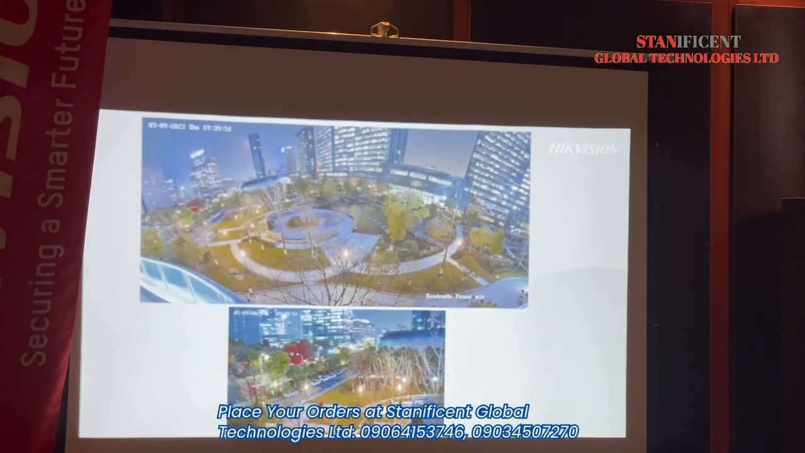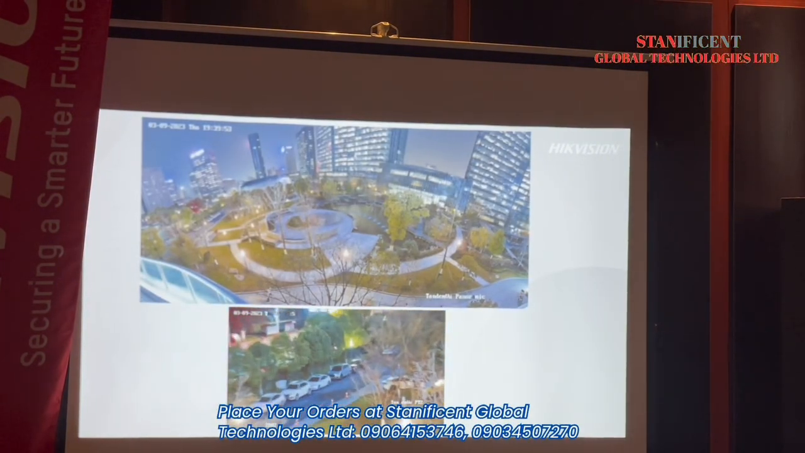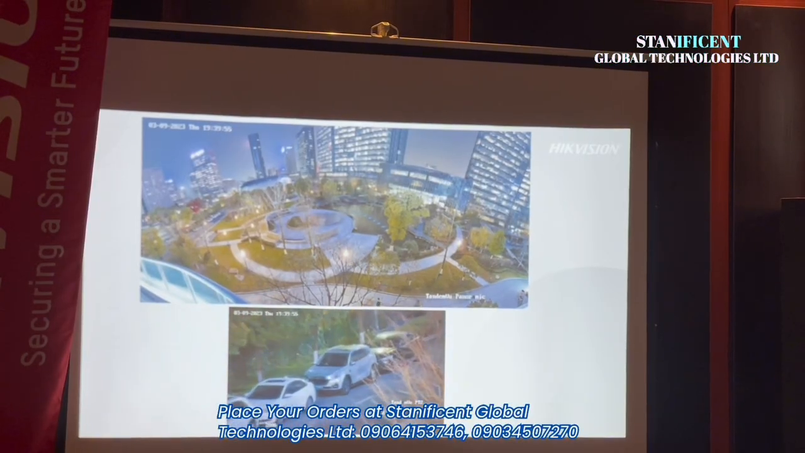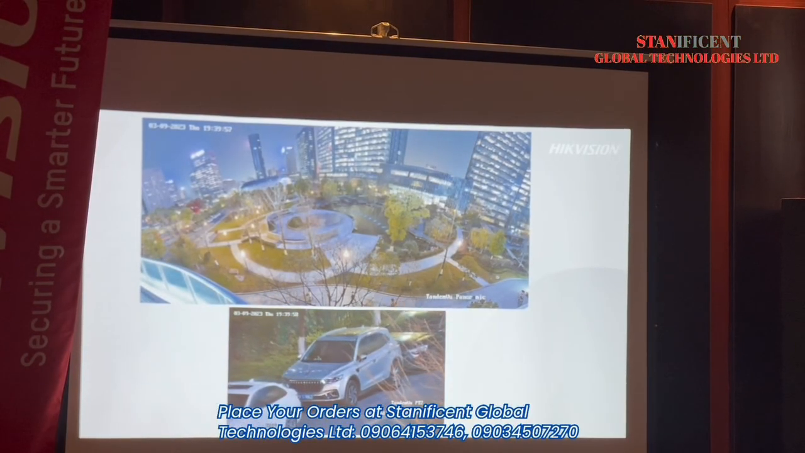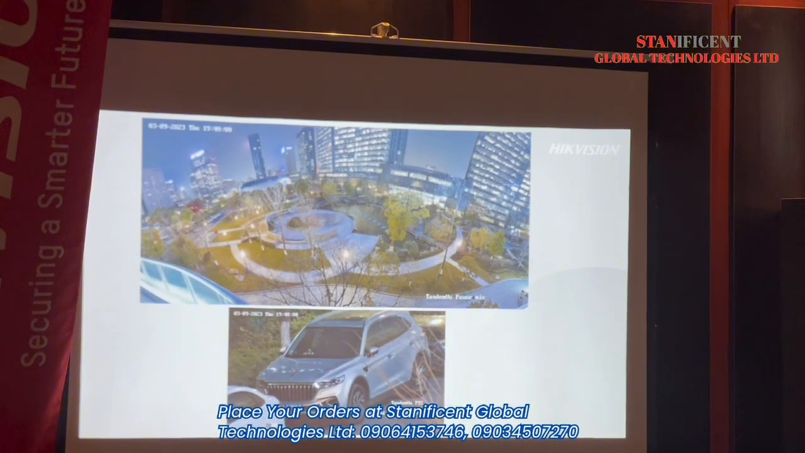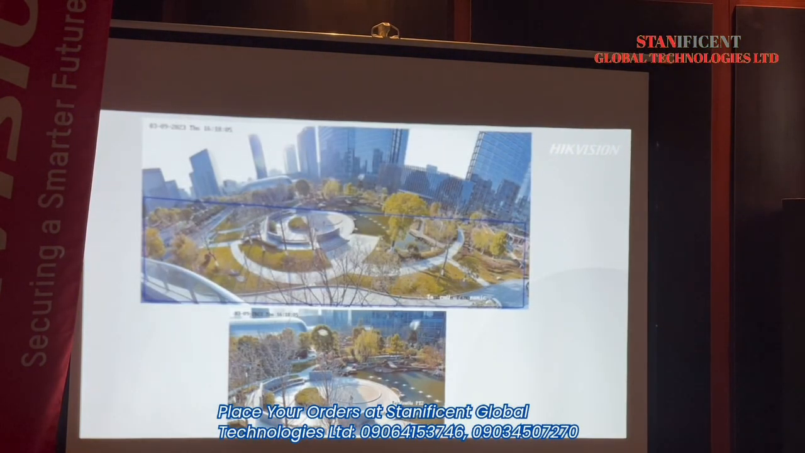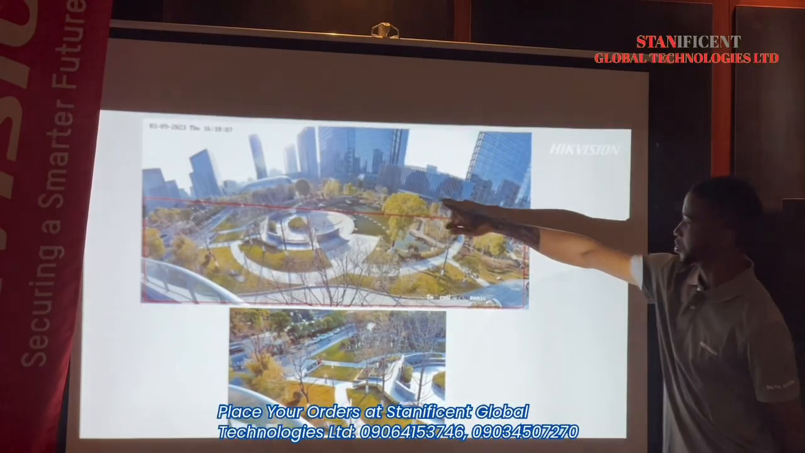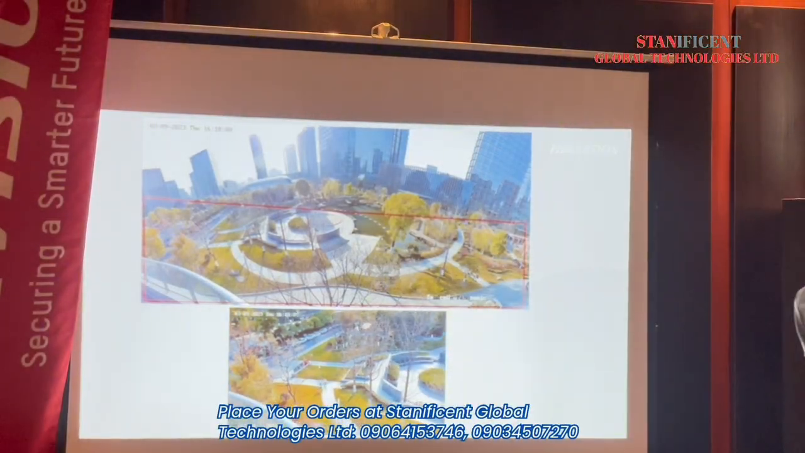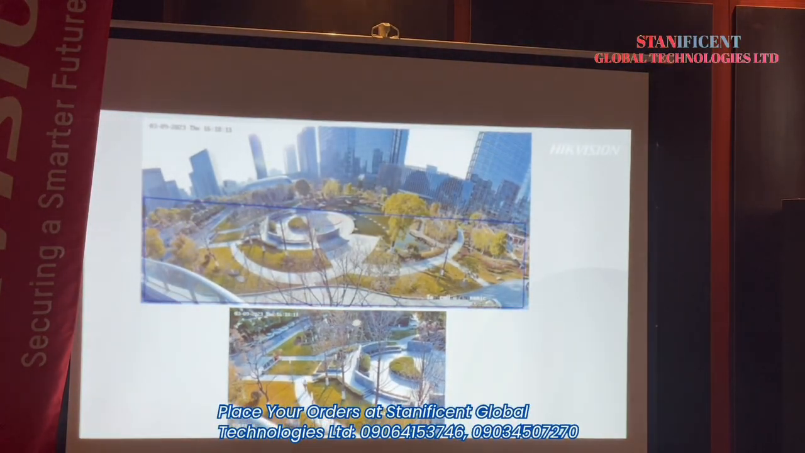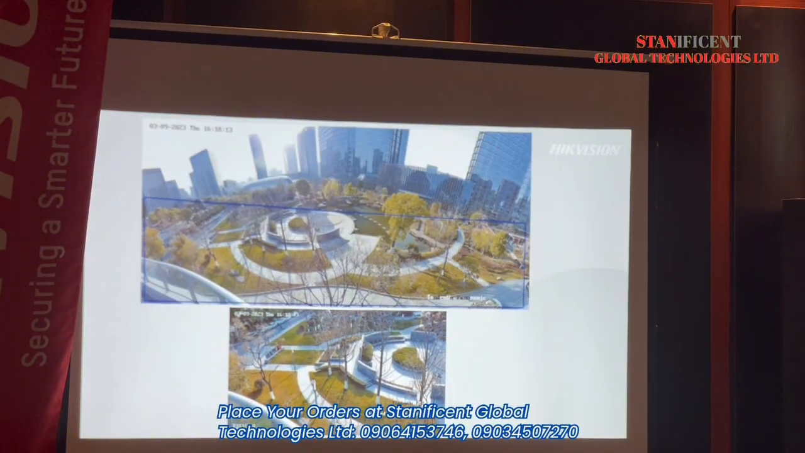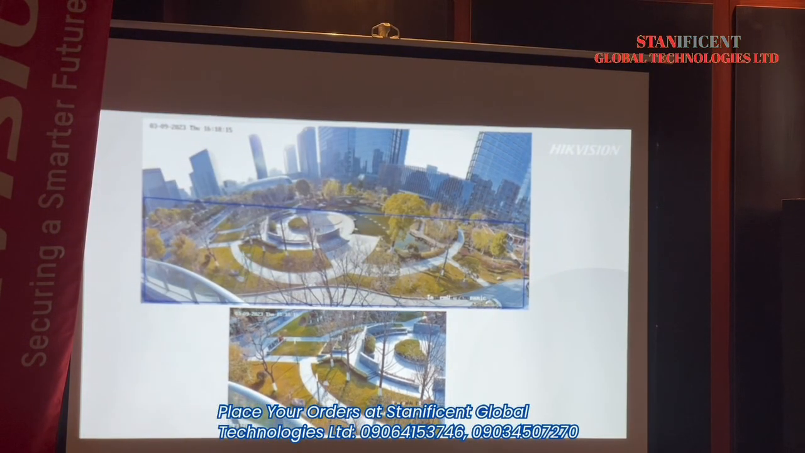And this is the night performance. Can zoom that far. Yeah, 25x. So for smart linkage, this is perimeter protection and this is auto tracking. The auto tracking will follow you till you leave the field of view of that camera. This is the night view of the camera.